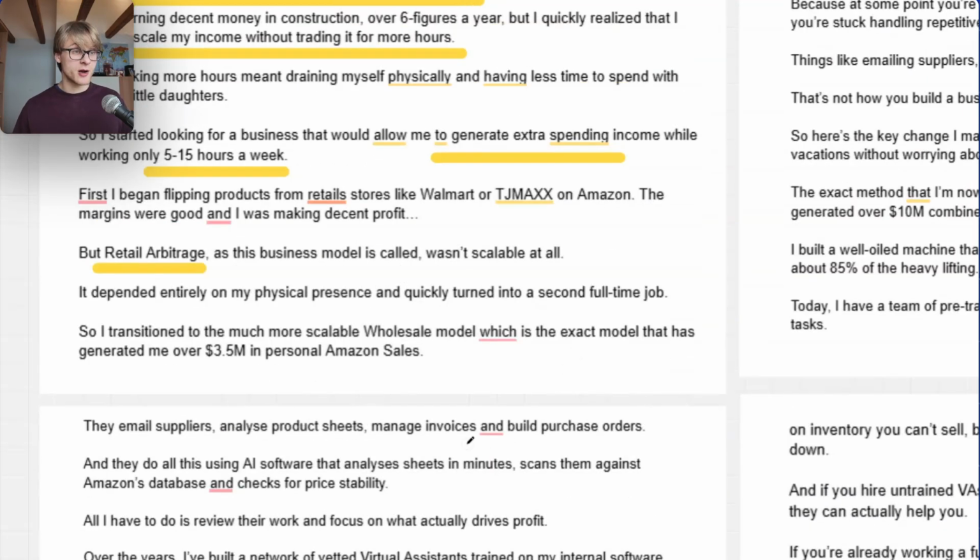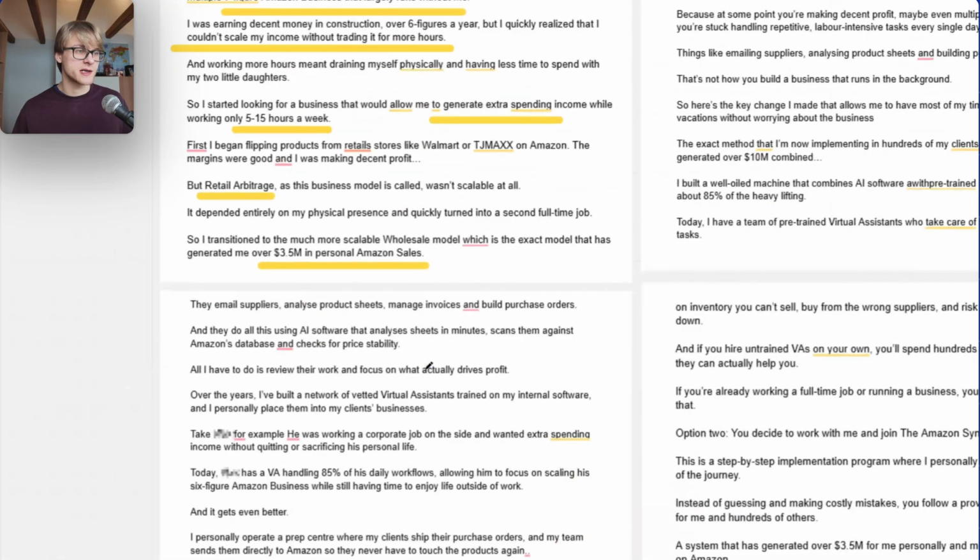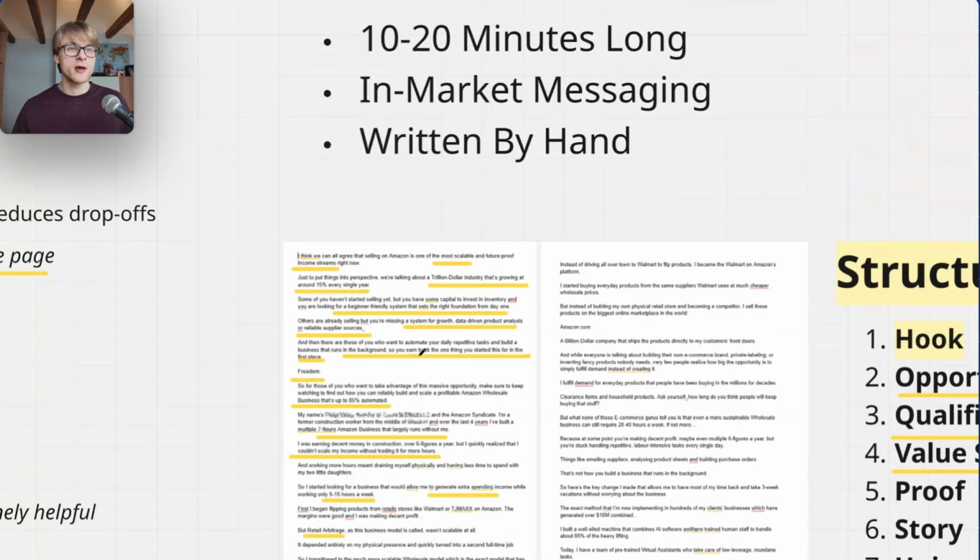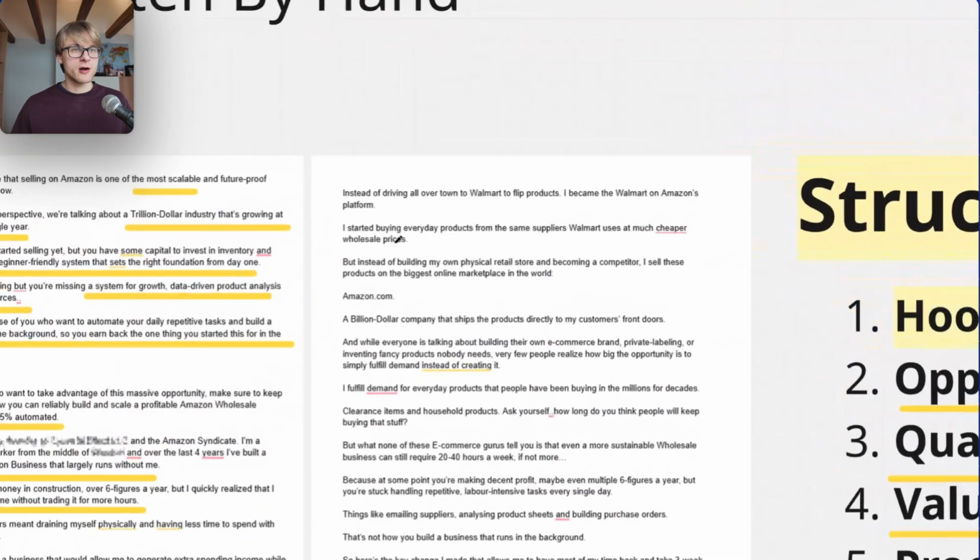So I transitioned to the much more scalable wholesale model, which is exactly what has generated me over $3.5 million in Amazon sales. Okay. Student proof. So instead of driving all over town to Walmart, I became the Walmart, and I started buying everyday products from the same suppliers Walmart uses at much cheaper wholesale price.